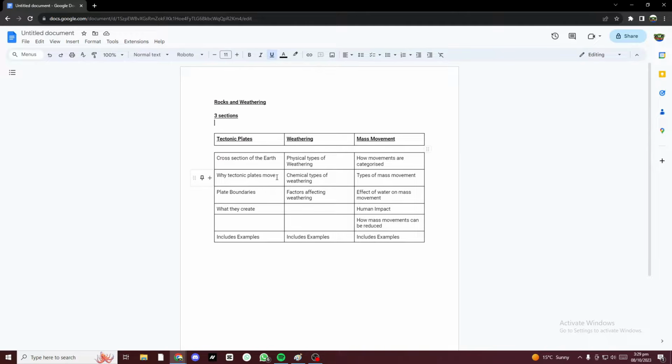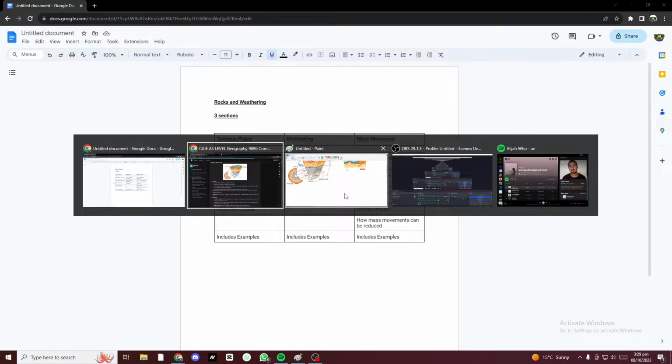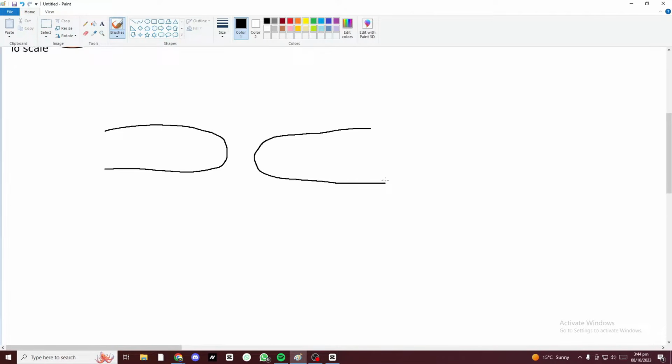Okay, so now we get to plate boundaries. So I will start with divergent plate boundaries. So a divergent plate boundary is when there are two tectonic plates and these tectonic plates move away from each other. Okay, so you can think of divergent plate boundaries as divorced plate boundaries. So when people get divorced, they want to be away from each other. So they move away from each other.